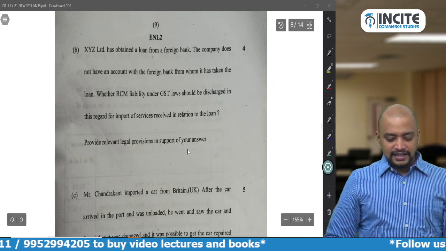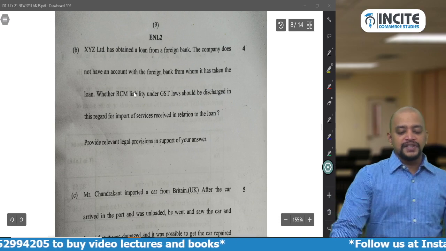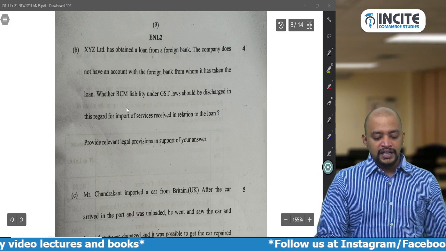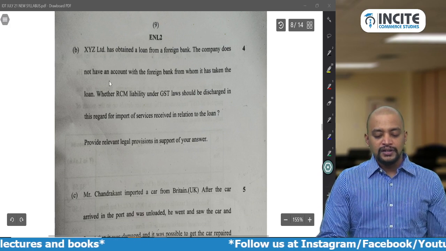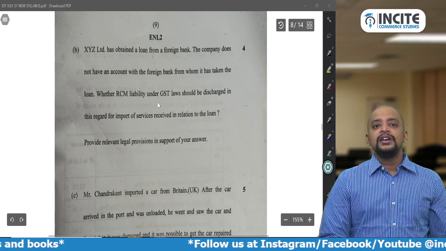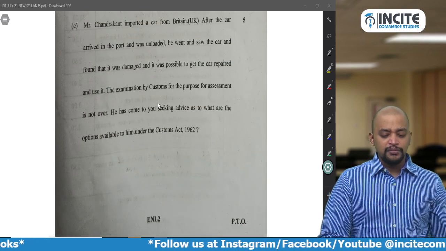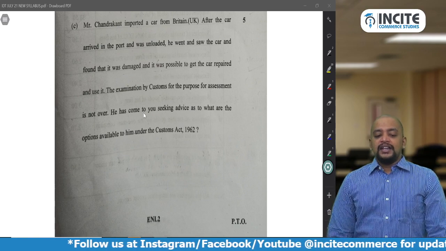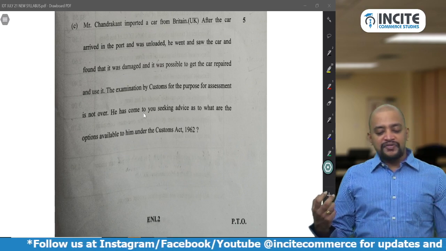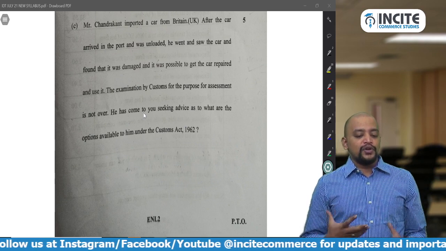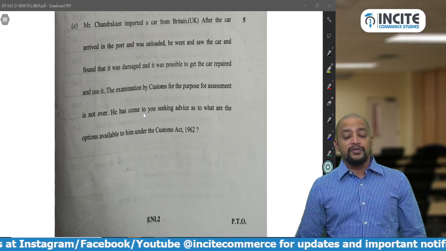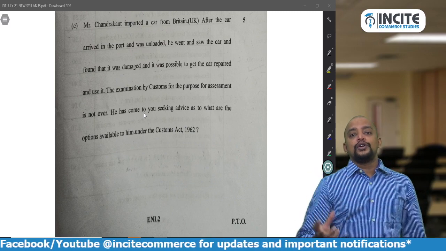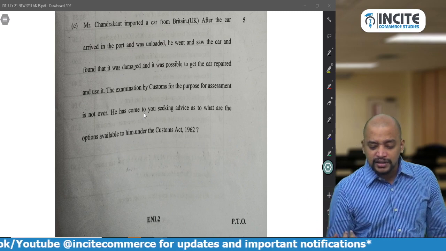Then this is also some import of services related point, and whether RCM is applicable or not. So it's also a very easy question related to import of service and RCM. And this is a generic question. So Mr. Chandrakant imported a car from Britain. After the car arrived at the port and was unloaded, he went and saw the car and found it was damaged.